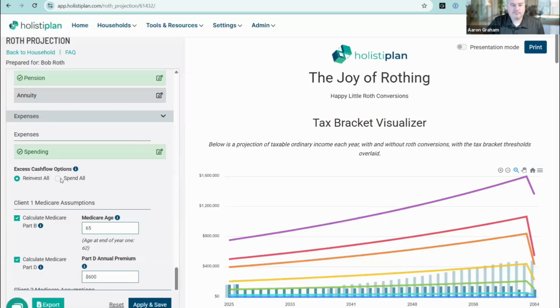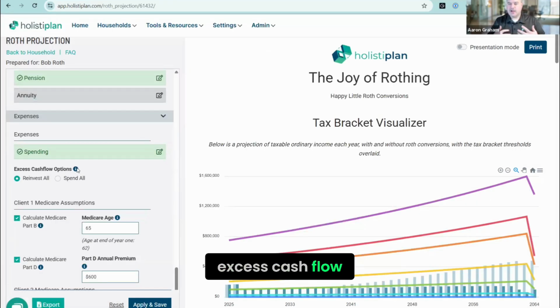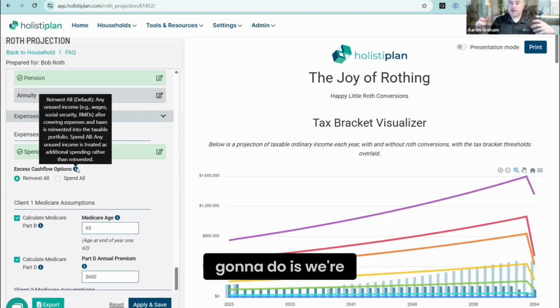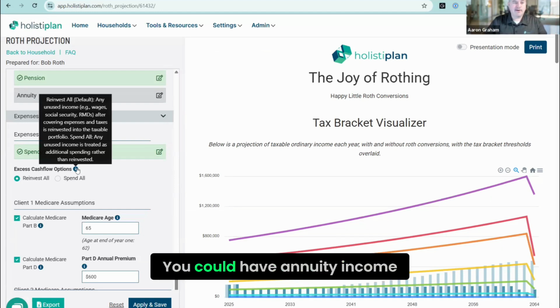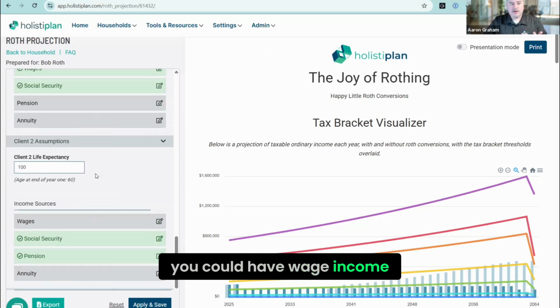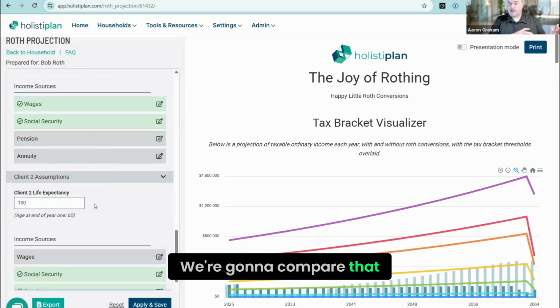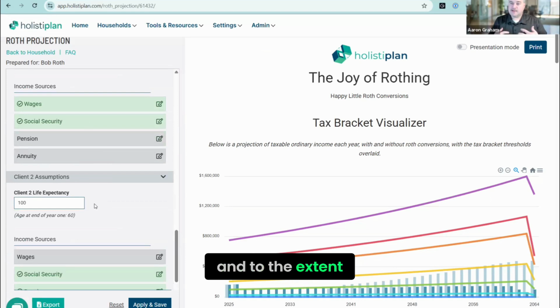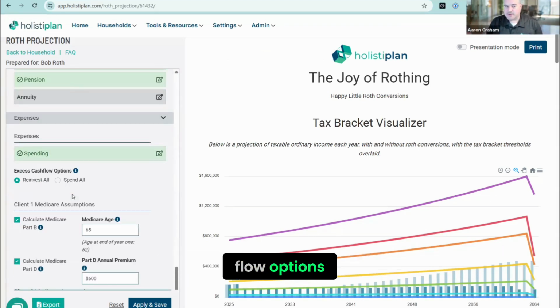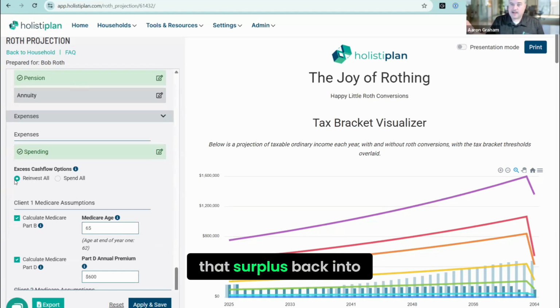For excess cash flow, what Holistiplan is going to do is look at the income that's in the scenario. In this case, we have wages, Social Security, and pension. You could have annuity income. You could have wage income. All of those types of income. We're going to compare that income with the expenses, and to the extent the income doesn't meet the need for the spending, we're going to start pulling out of the portfolio. So with this assumption for excess cash flow options, we can either reinvest that surplus back into the taxable assets pot, or we can spend it all. It's up to you which one you want to do there.